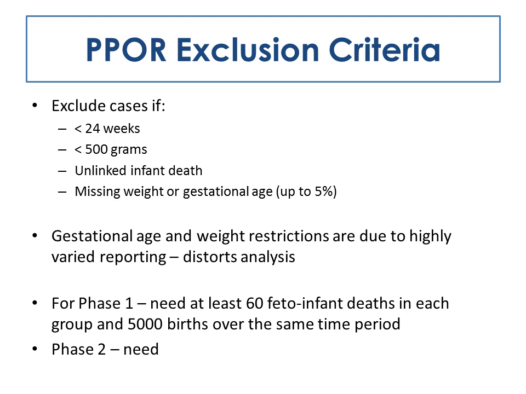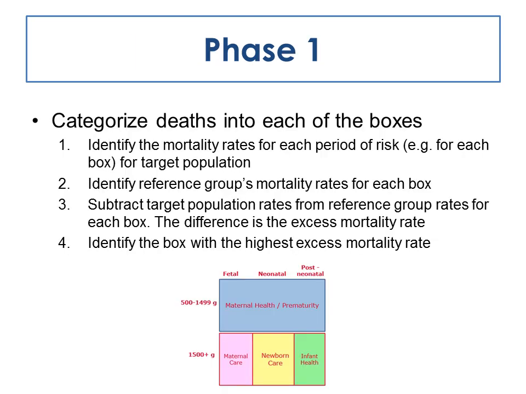So let's see. For phase 1, basically what you do is you categorize the deaths into each of the boxes. Based on their age at death and their birth weight, you can put it into the blue box, pink box, yellow box, green box. And then you do the exact same thing for your reference group. And then to get the excess mortality rates, you just subtract the study population from the reference population, and then you get your excess mortality rate. And then, of course, you identify the box with the highest excess mortality rate, and that would be your place to start.